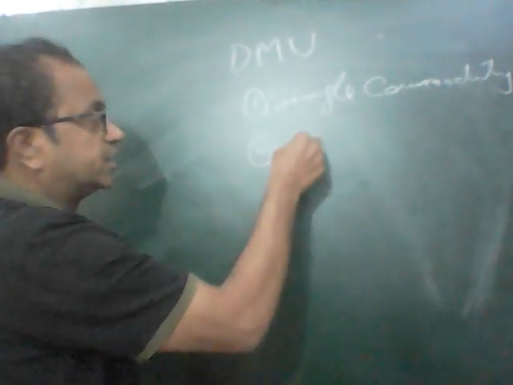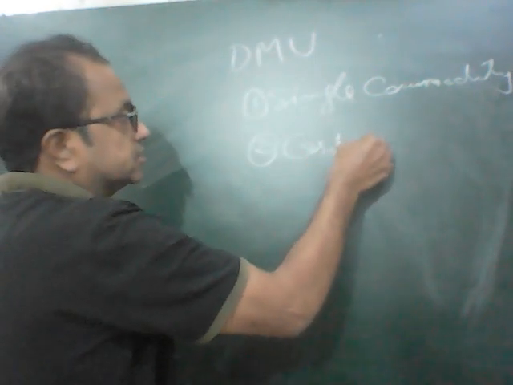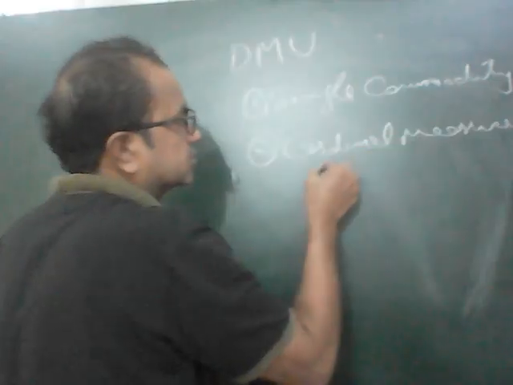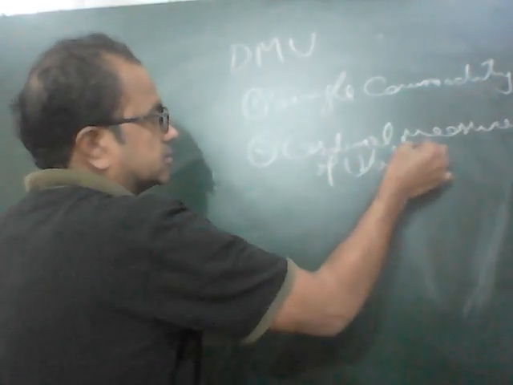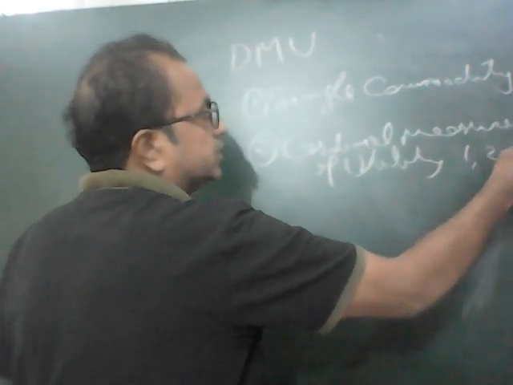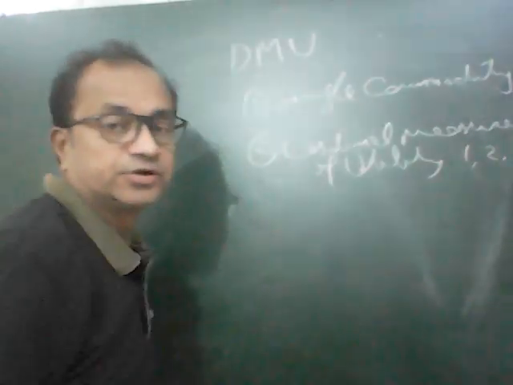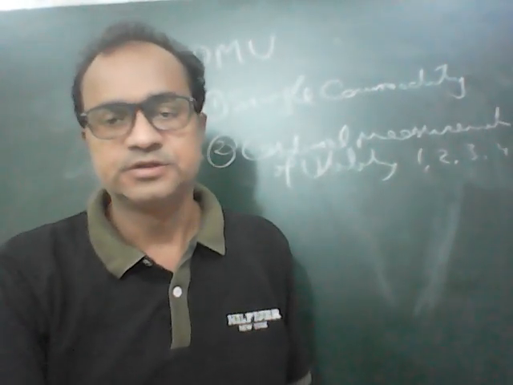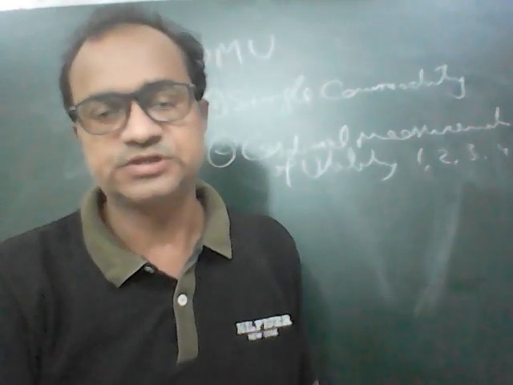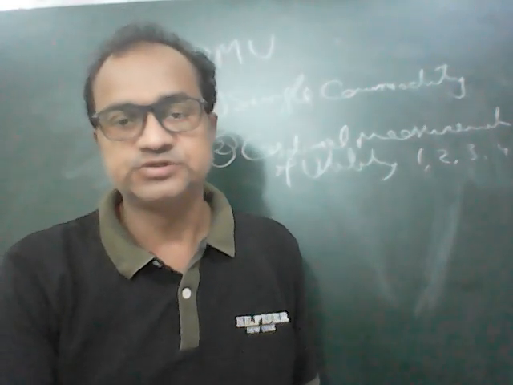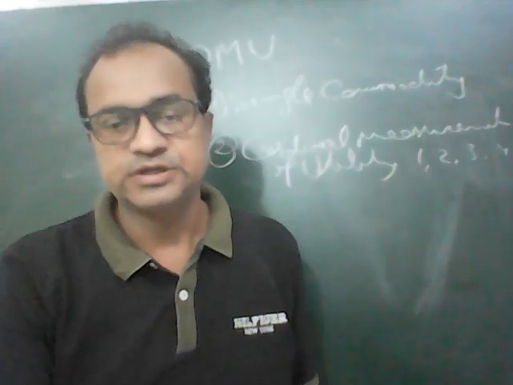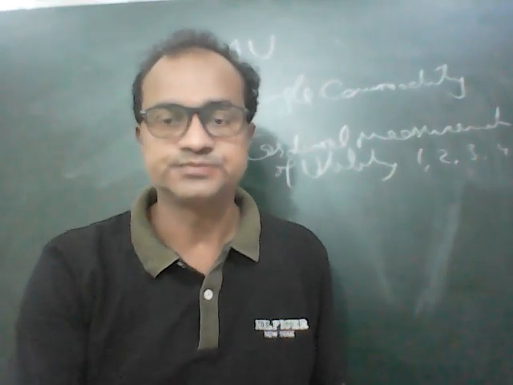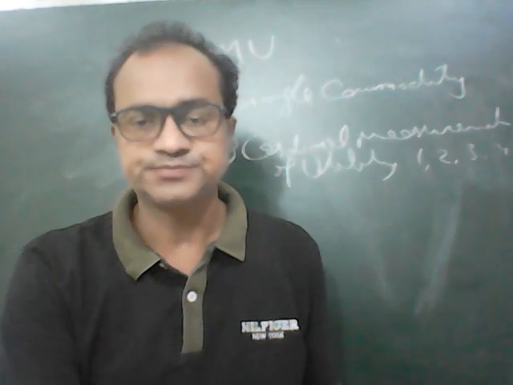Utility can be cardinally measured, like 1, 2, 3, 4, 5 and so on. This is the initial concept of Marshall, in which he said there is only a single commodity and the consumer is consuming more and more units of that commodity. So let's start with the topic.